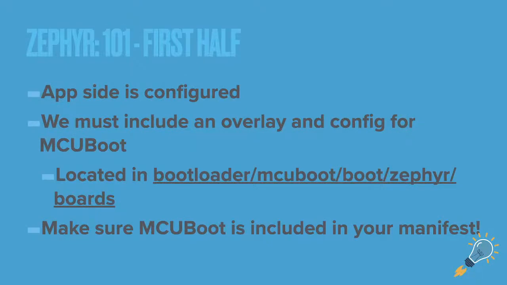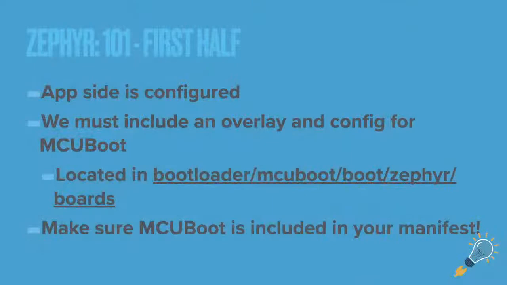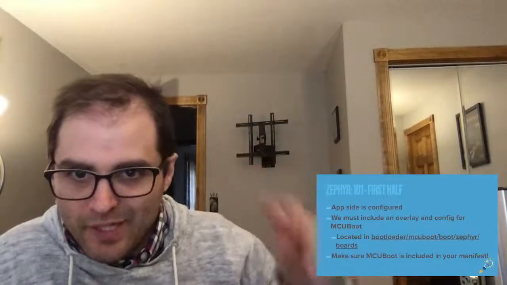So this is pretty much it for the app side, and then we'll conclude. What we'll have to do is also add these configurations and overlays for MCUBoot itself. MCUBoot, in this case, you can think of as a separate application. You're going to be compiling that application just like you would compile any other Zephyr application. And we just need to add a board-specific configuration and a board-specific overlay for that particular application.